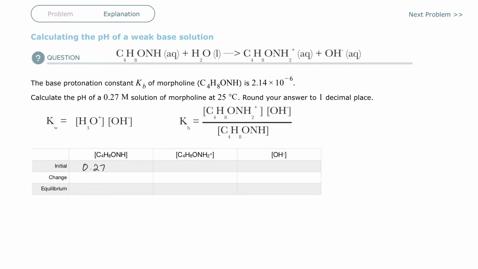Well, at the beginning, I only have this shoved in water. So there is no concentration of this, and there's no concentration of this at the beginning. So this is pretty simple. At the very beginning, you're simply going to say that that's 0 and that this is 0. All right, so far, so good. Now, the change. What do we want to know? We want this so that we can find this and then get the pH.